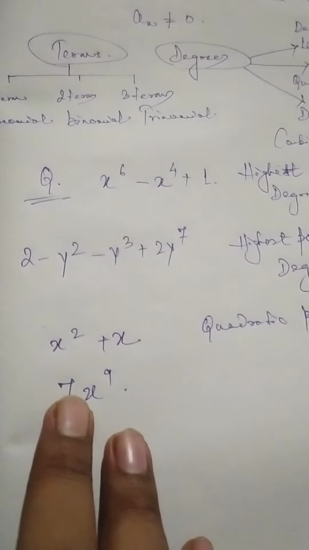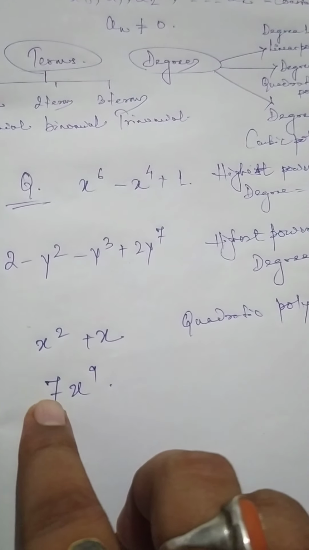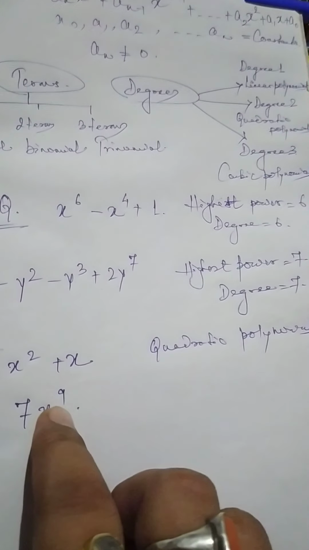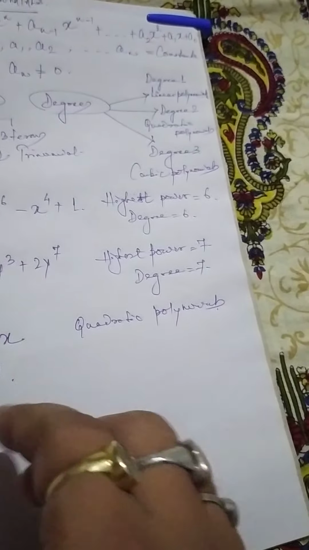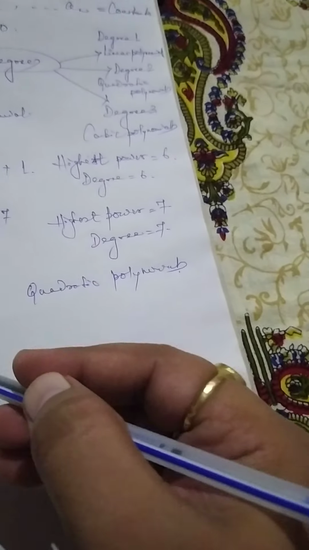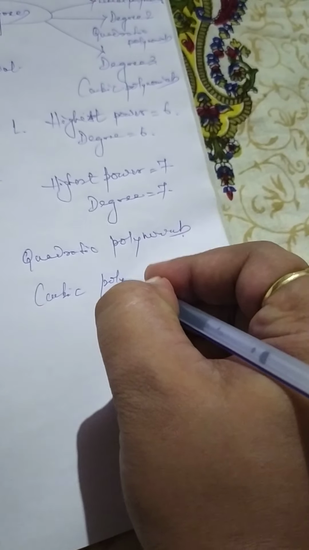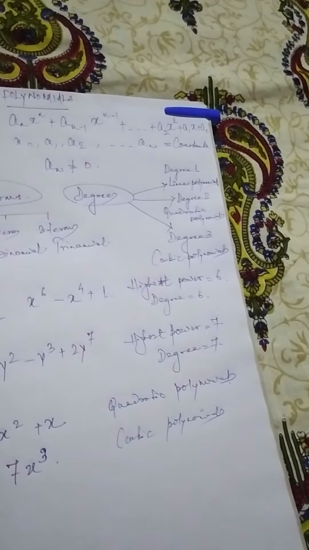So here only 2 terms are present, that's why it is a quadratic polynomial. Here you see 7x to the power 9. So here you can say it is not beyond, it is an x cube, so you can say it is a cubic polynomial. Okay, now come to another case.